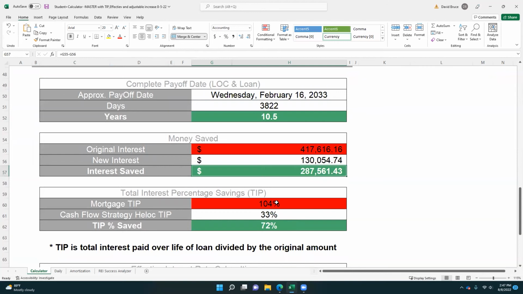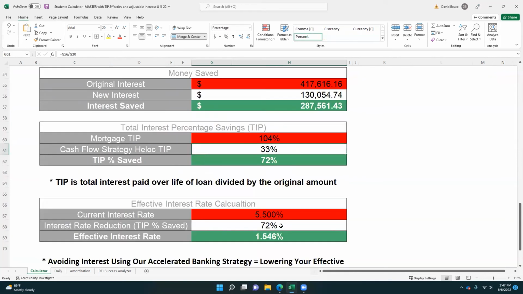We dropped our TIP from 104% down to 33%. And we've dropped our effective interest rate all the way down to 1.546%. So again, there's more than one way to do this, but what I wanted to do was show you some of the math.